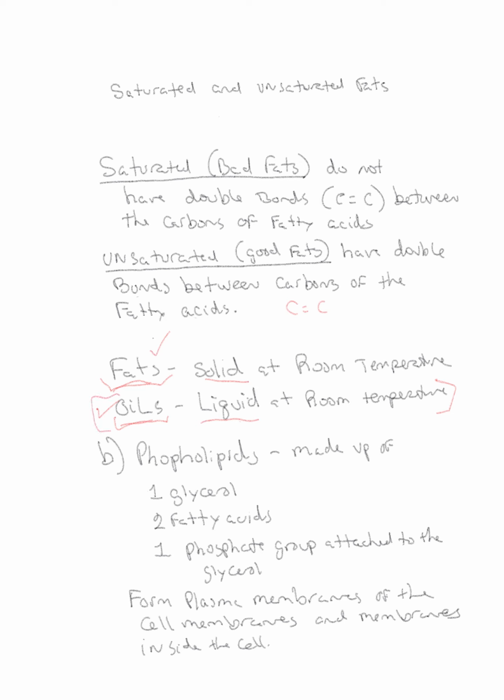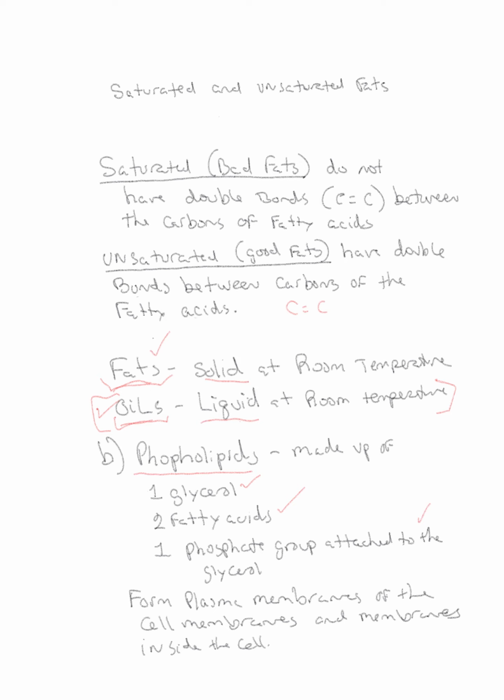Now, the second category of lipids are phospholipids. Phospholipids are just a little bit different than triglycerides. They have one glycerol just like triglycerides, but they only have two fatty acids, and one of the fatty acids is replaced with a phosphate group.